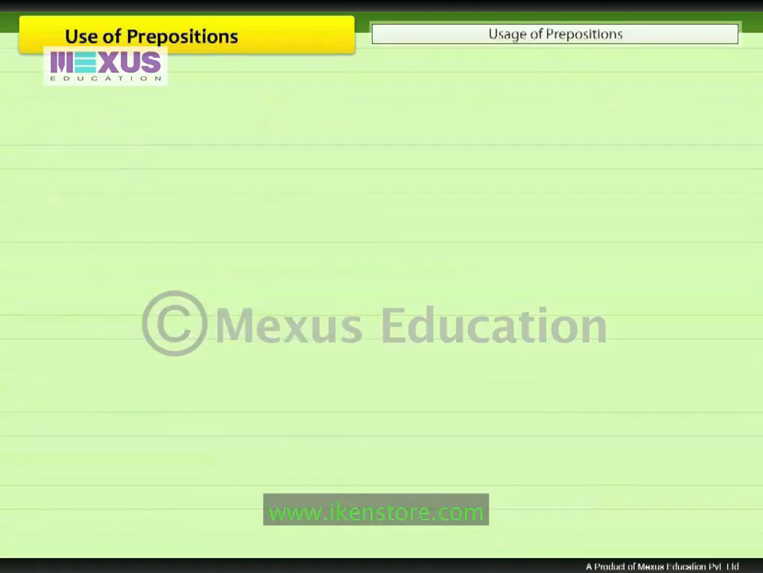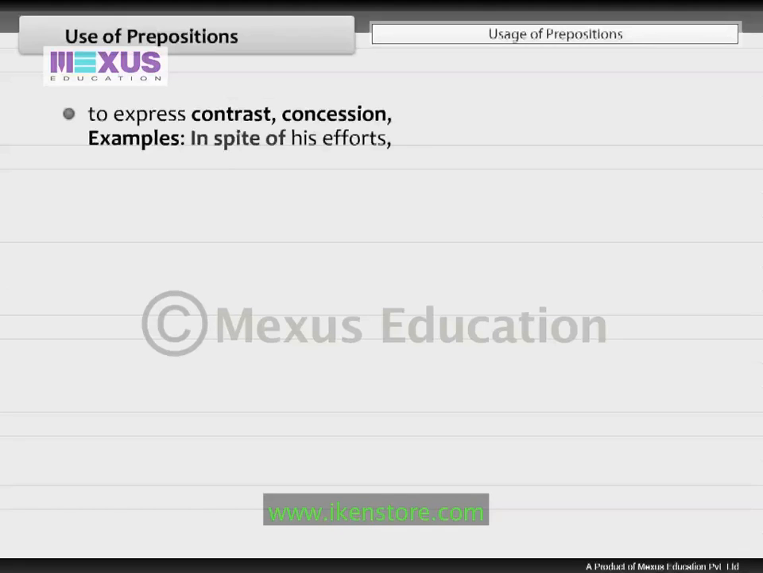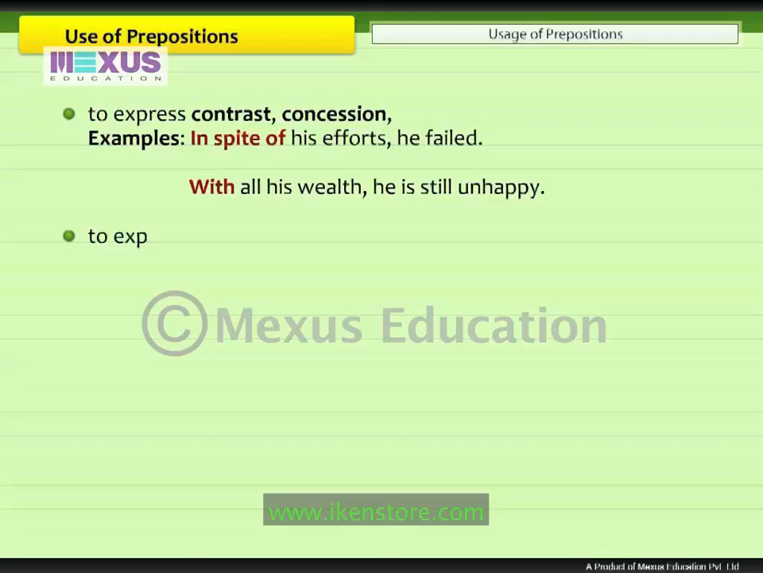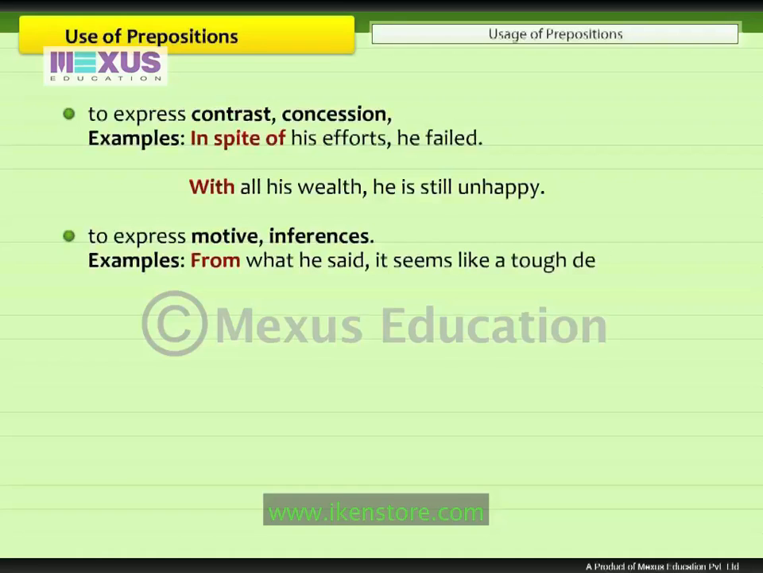To express contrast, concession. For examples, in spite of his efforts, he failed. With all his wealth, he is still unhappy. To express motive, inferences. For examples, from what he said, it seems like a tough decision. He did it from his desire to be loved.